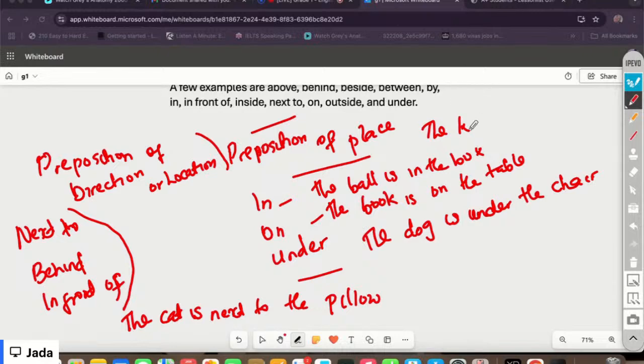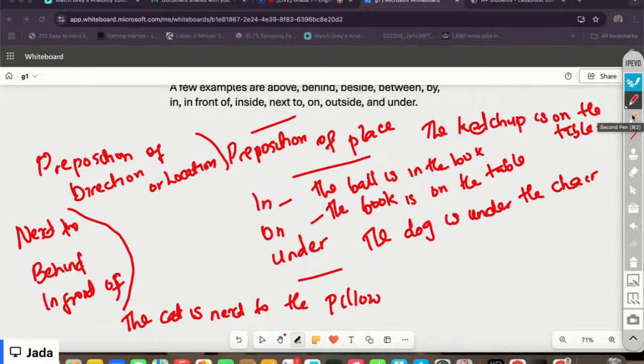So we have the ketchup is on the table. Very good example. So that is an example of preposition of place. The ketchup is on the table is a very good example. Okay?